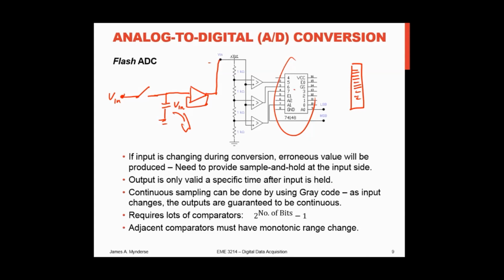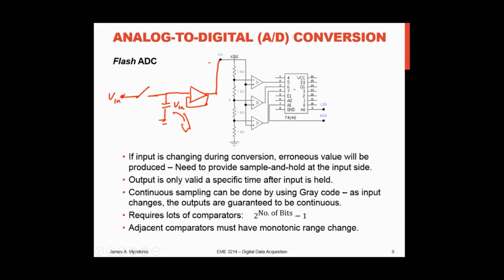You can use this gray code thing. It's not common. It requires just a ton of comparators, right? And each comparator has to have a monotonic range change. That's just saying that the voltages have to continue to go up as you go up the ladder.